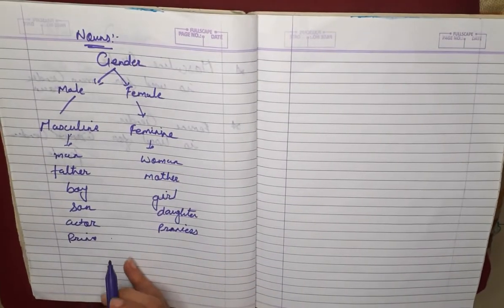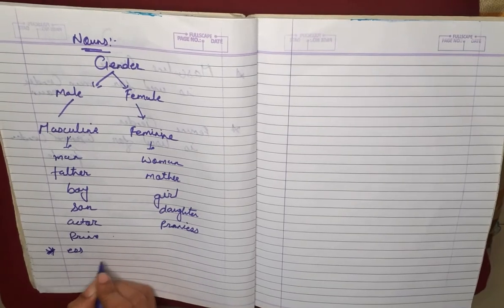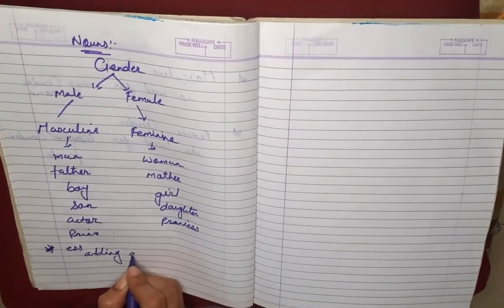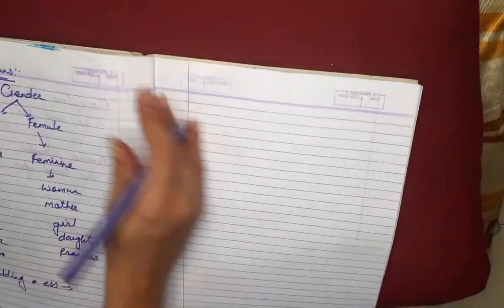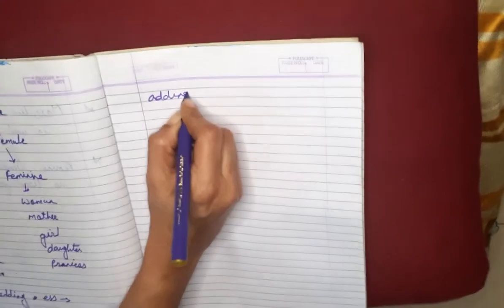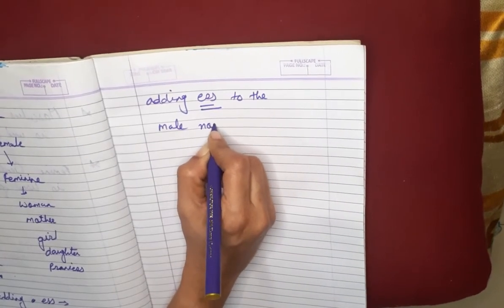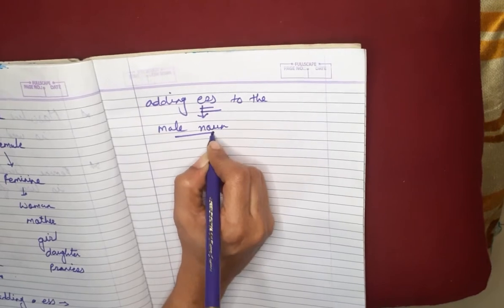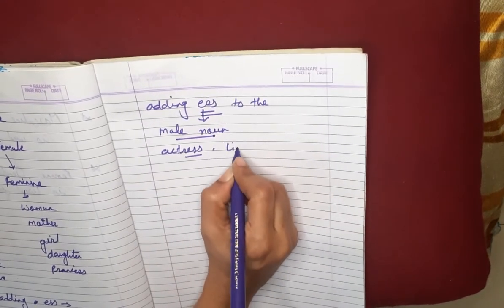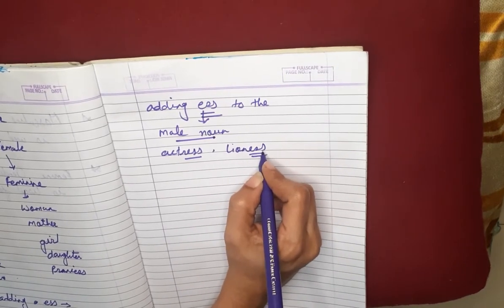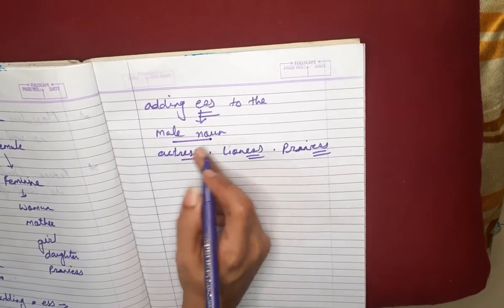Many of these nouns are formed by adding S to the male noun. Actress, for example. Actress. We add ESS. Lioness. And also we add ESS. Princess. We add ESS.